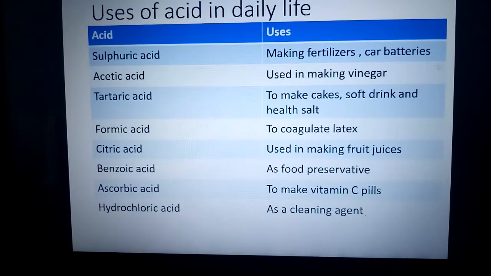And these are the uses of acid in our daily life. For instance, ascorbic acid is used to make vitamin C pills. Ascorbic acid mostly comes from fruits such as lime and lemon. Benzoic acid is the famous one in food preservation. And sulfuric acid is for making fertilizers. This is for your information only.